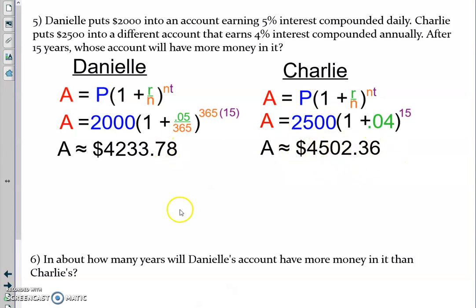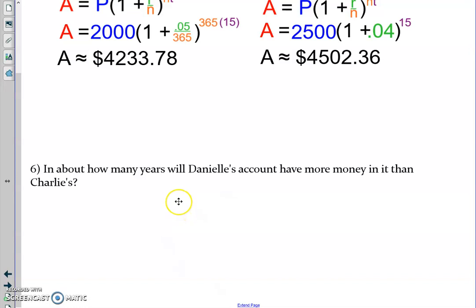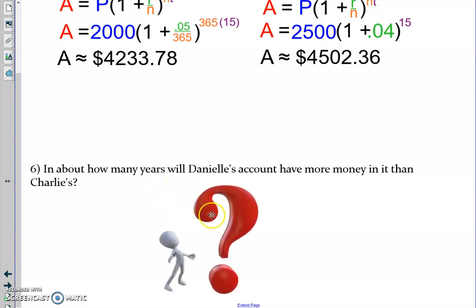Maybe he'll be a good special friend and loan that to Danielle. Let's take a look at this next one. And about how many years will Danielle's account have more money in it than Charlie's? Well, this is one I want you to give some thought to. Play around with it and see what you end up getting.